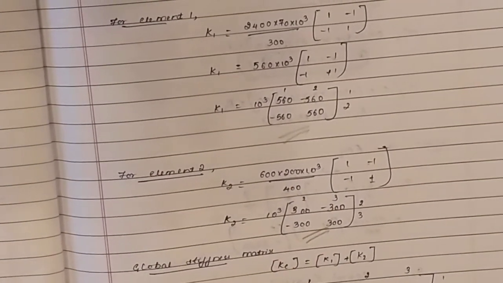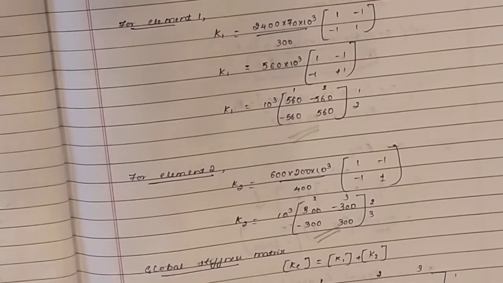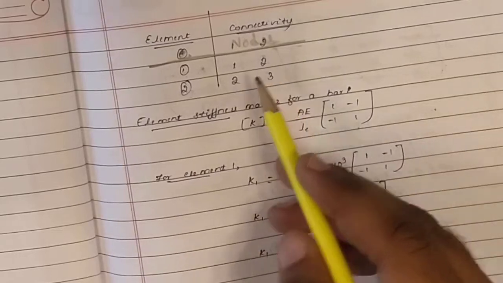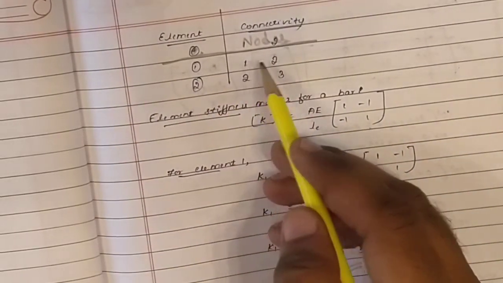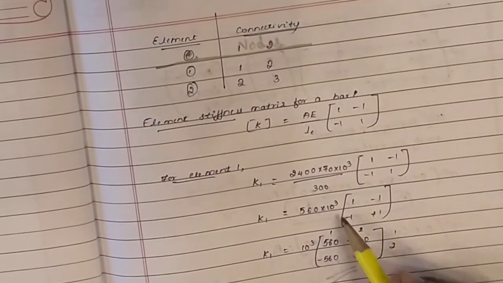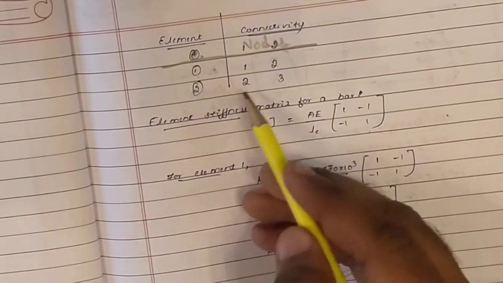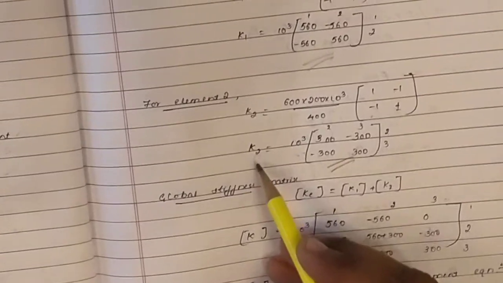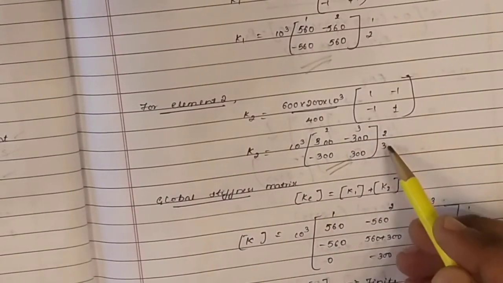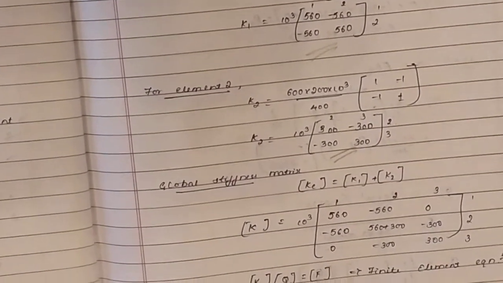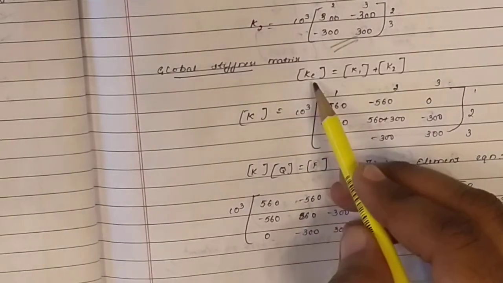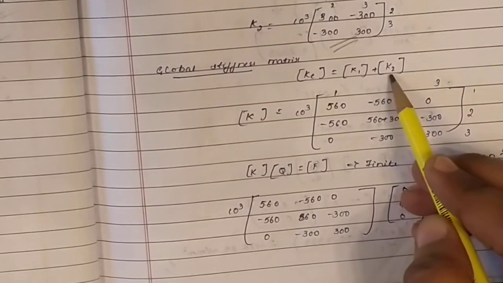Next is the global stiffness matrix. Before writing the global stiffness matrix, just go through this element connectivity. The first element is between the nodes 1 and 2. So K1 is, just number it 1, 2, 1, 2. The second element is between the nodes 2 and 3. So for the second element, 2, 3, 2, 3. Is this clear?